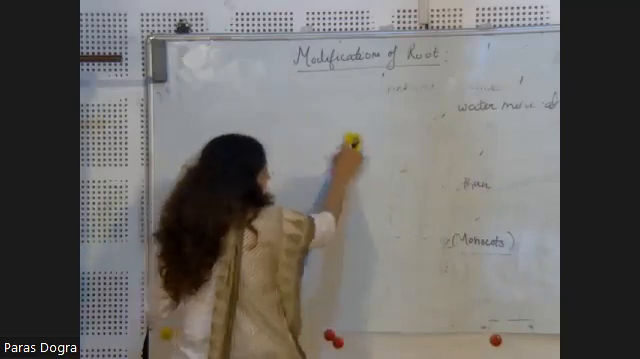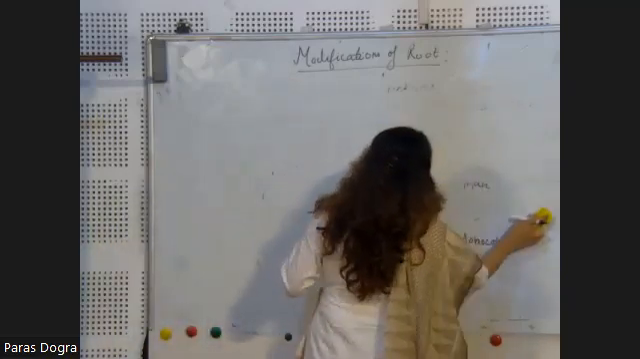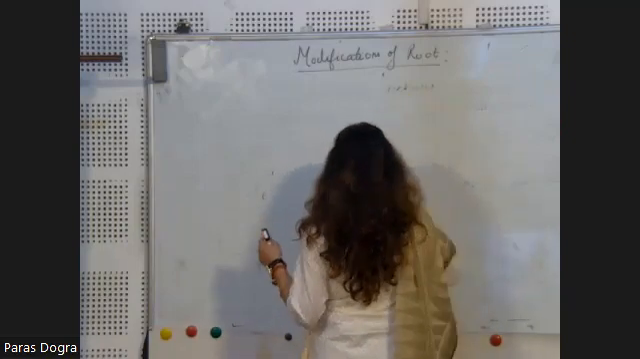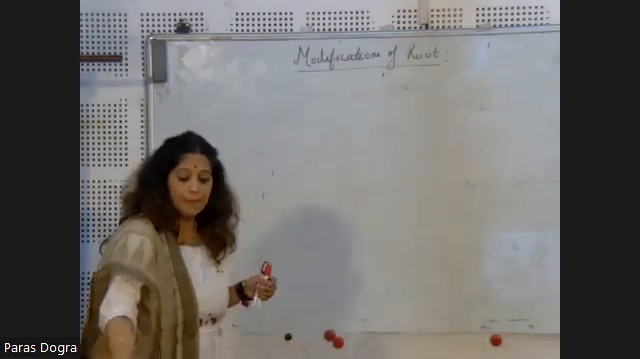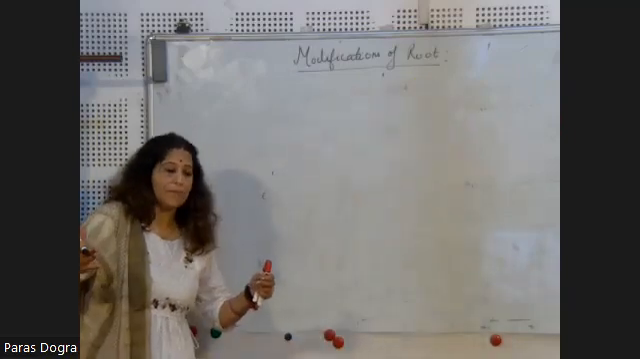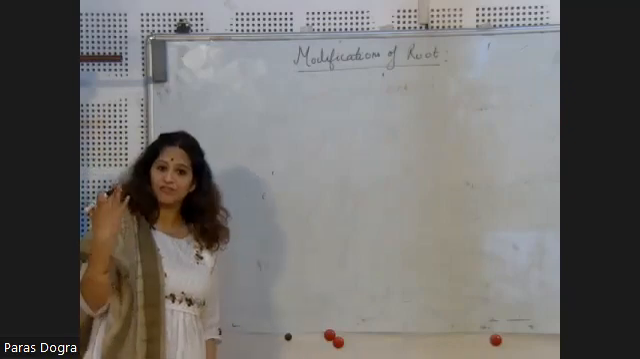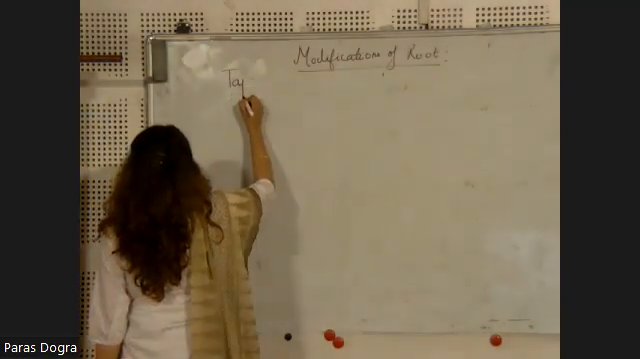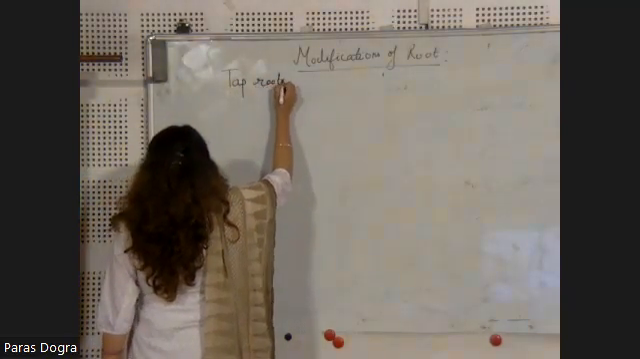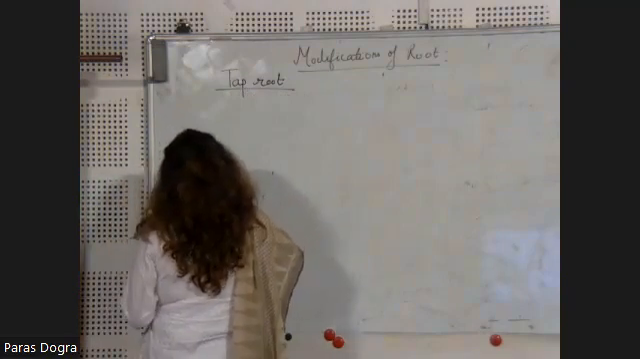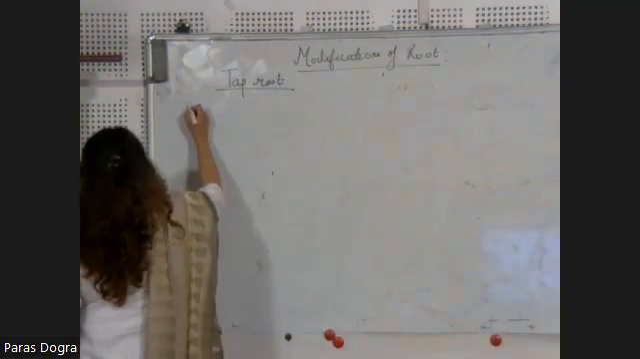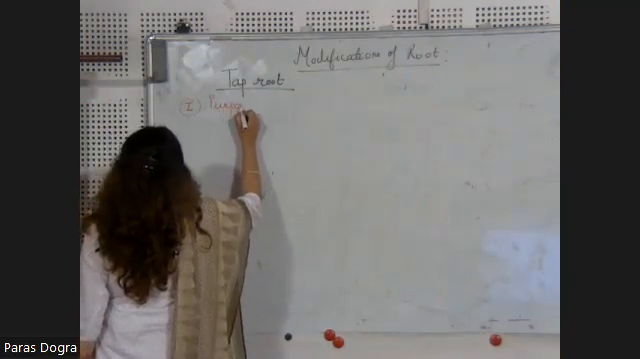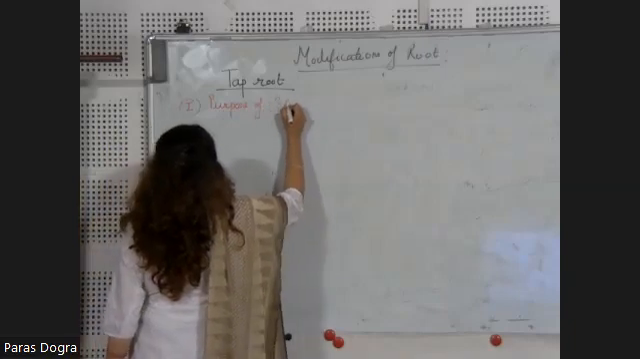So, as I said, the usual function of the root is absorption of water and minerals from the soil. But besides that, at times the root plays some additional functions also. So let us see the modifications of taproot first. The very first case of this will be when the taproot is modified for the purpose of storage.